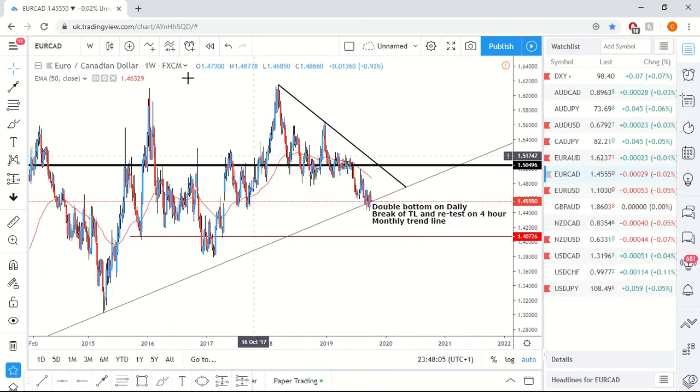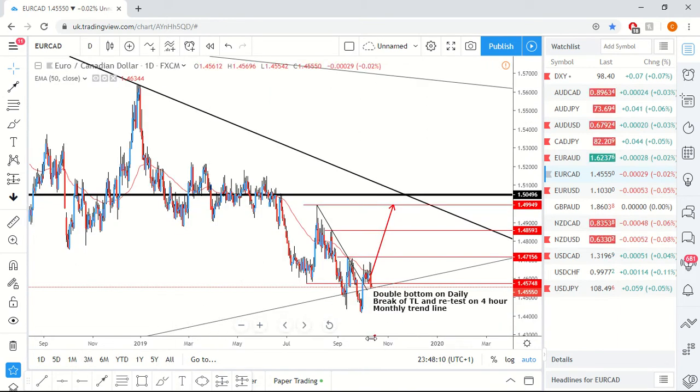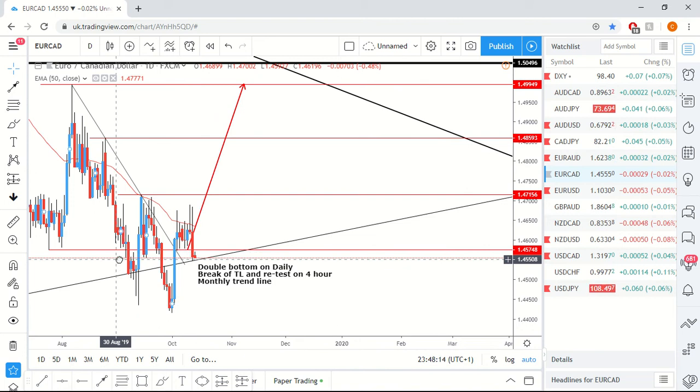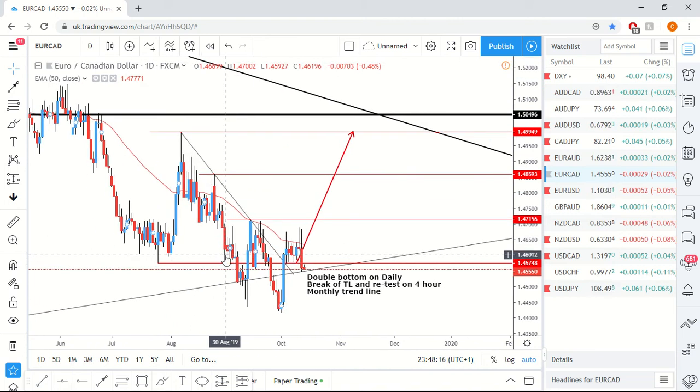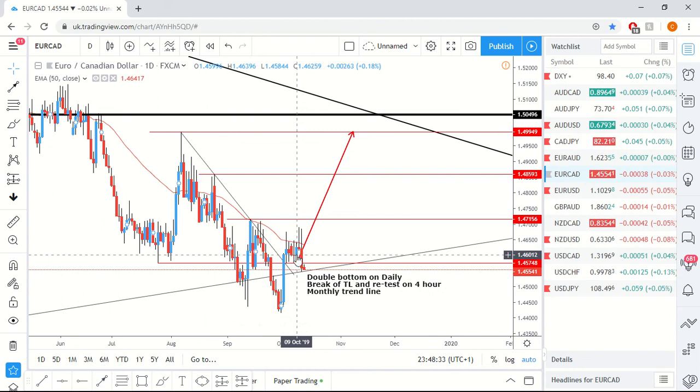So moving on to EURCHF, if we go back onto our daily, here we can see we've had this break of the trend line as we predicted. Off of this bottom, we had a double bottom on the daily, break of the trend line, retest on the 4 hour, and then the monthly trend line. So we did see price come up slightly higher for around 100 pips before having this massive wick to the upside. We see quite a few wicks here, and then we come down to the monthly trend line again.